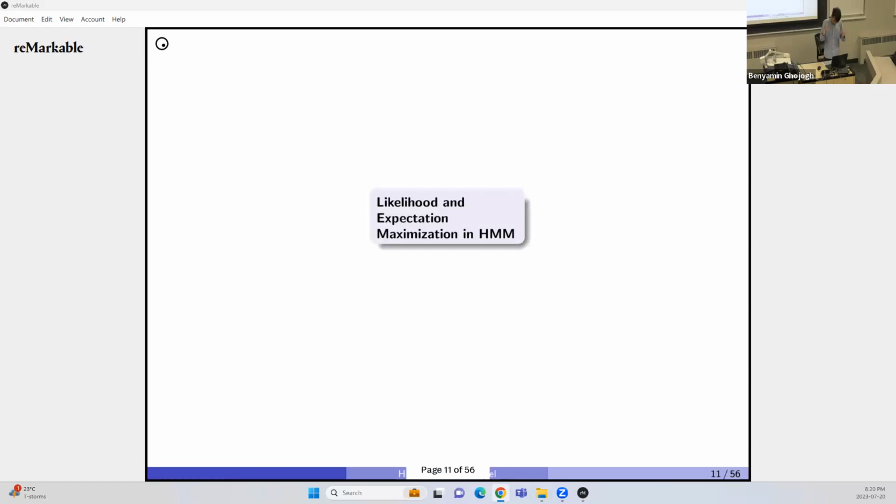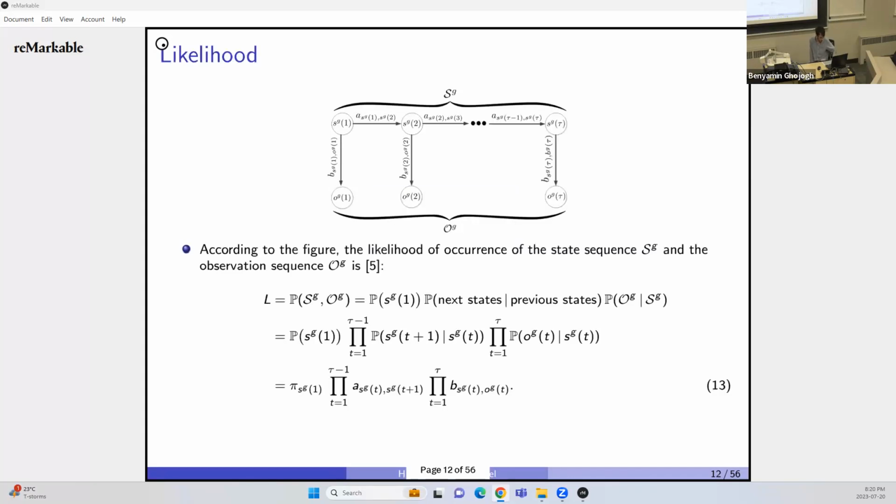Now we have talked about the fundamentals of HMM. Now let's talk about likelihood and expectation maximization in HMM. According to this figure, the likelihood of occurrence of the state sequence SG and the observation sequence OG: assume you have some state sequence SG and some specific observation sequence OG, okay? Now, what is its likelihood to happen? The likelihood is the joint probability of SG and OG, right? I can write it in this way.